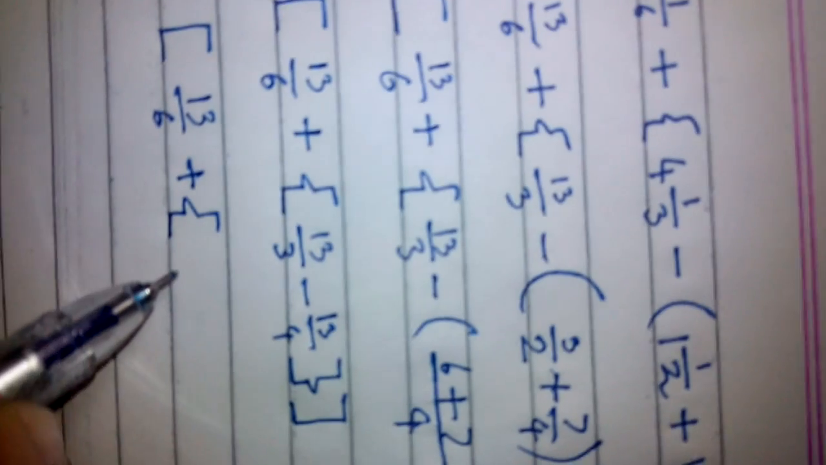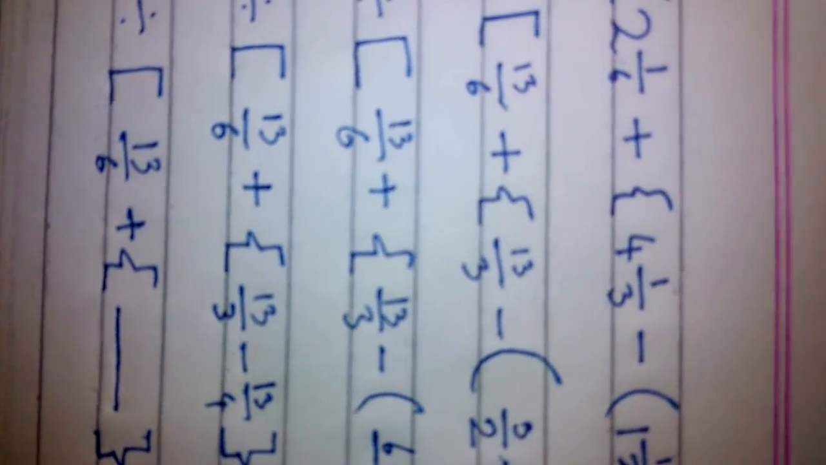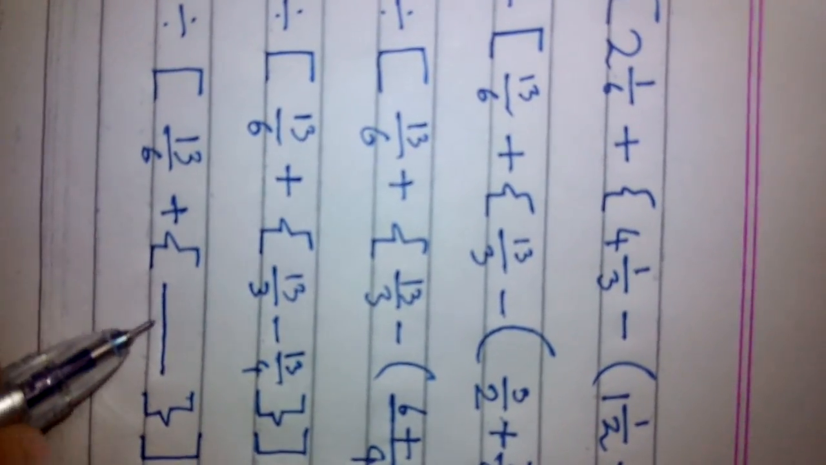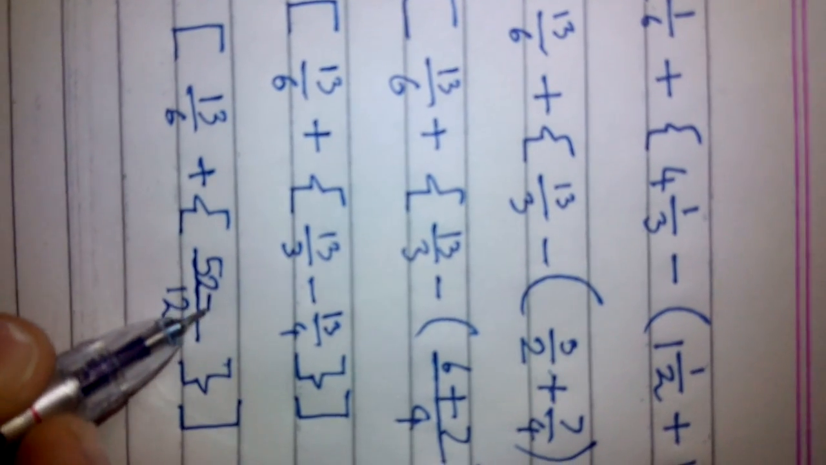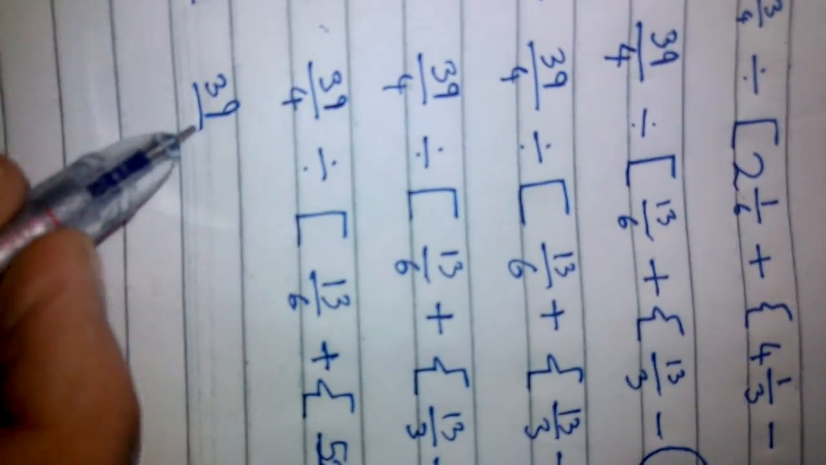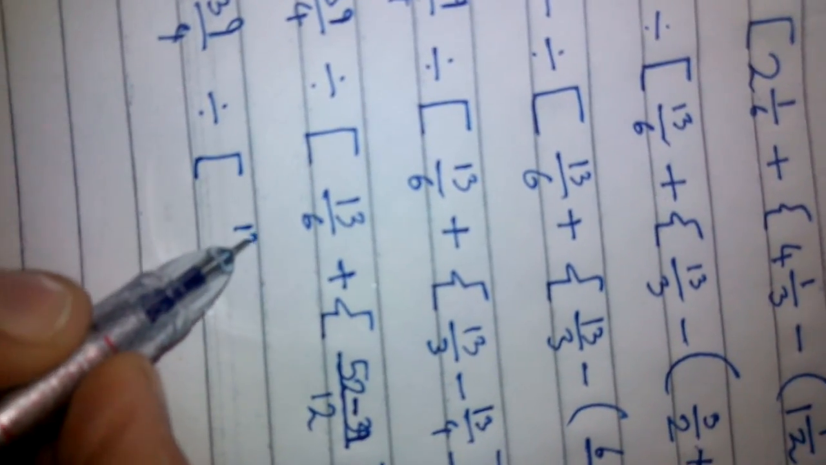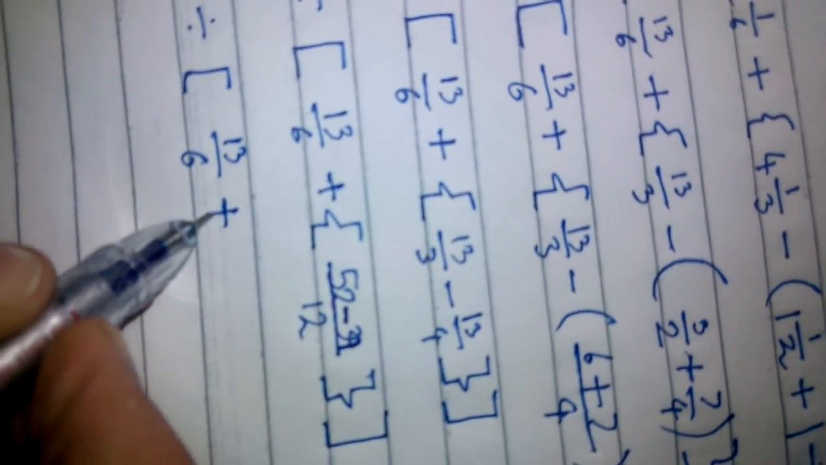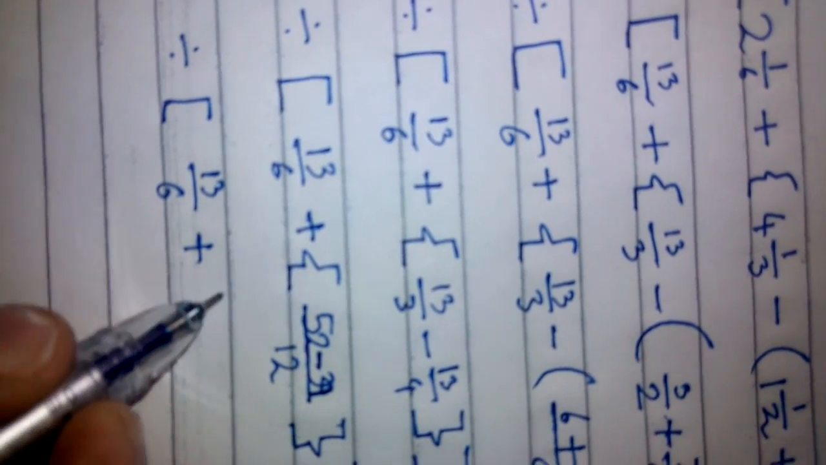Alright, LCM time. First let me close the bracket. LCM of 3 and 4 is 12, so 12 by 3 is equal to 4. 13 4s are 52 minus 12 by 4 is equal to 3. 13 3s are 39. Next, 39 by 4 divided by large bracket, 13 by 6 plus 9. And now let's solve this thing. 52 minus 39 is equal to 13, and by 12.